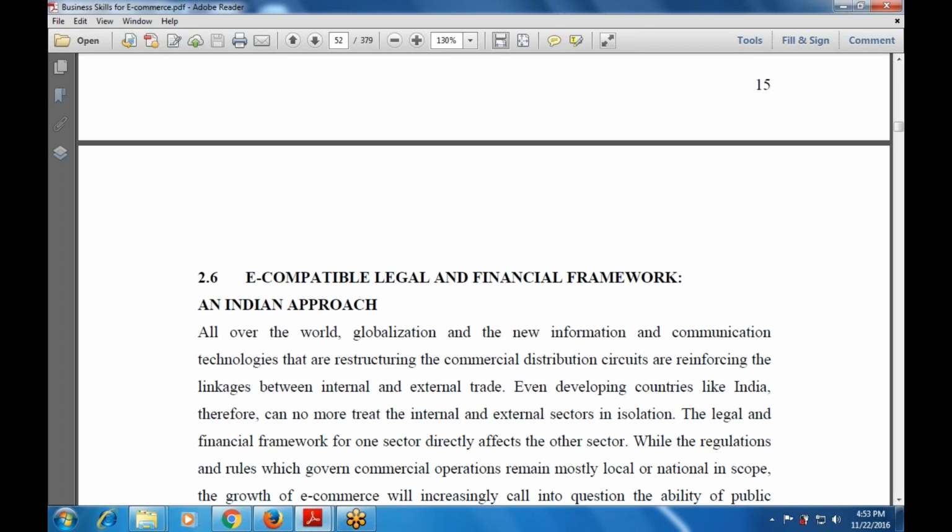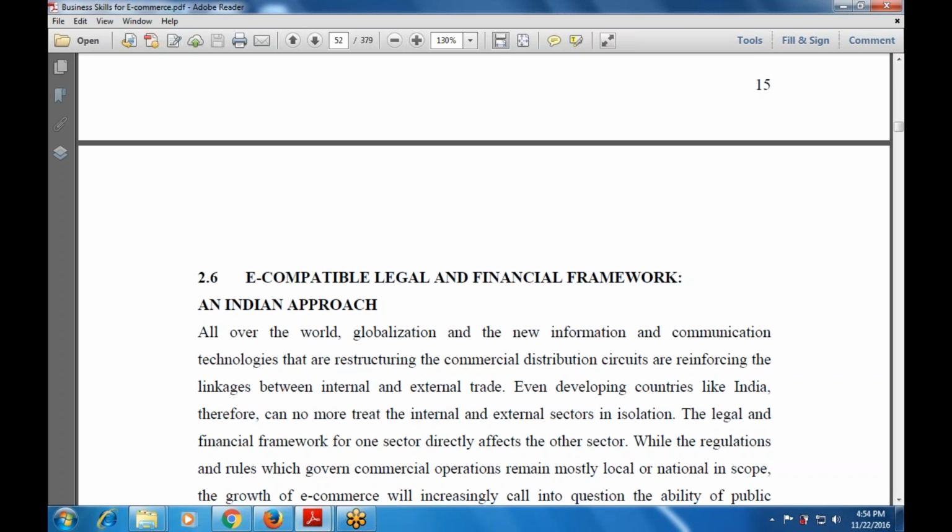Then the e-compatible legal and financial framework, that is also known as the Indian approach. So all over the world, globalization and the new information and communication technology are restructuring the commercial distribution circuit, reinforcing the linkages between the internal and external trade. Even developing countries like India, therefore, can no more treat the internal and external sectors in isolation, and the legal and financial framework for one sector directly affects the other sectors.